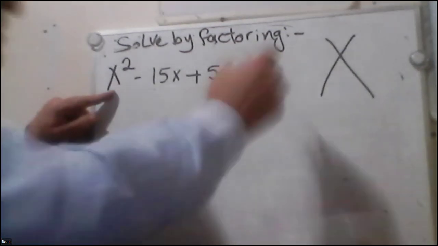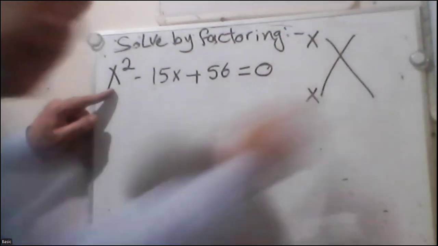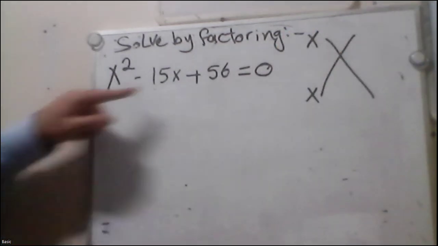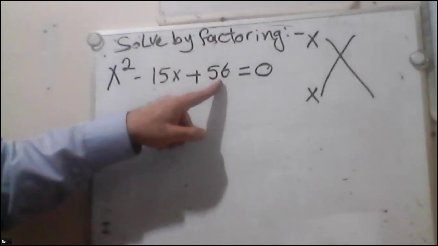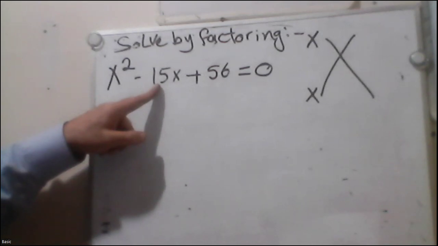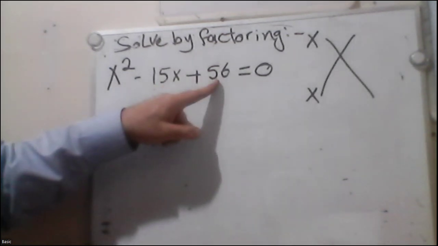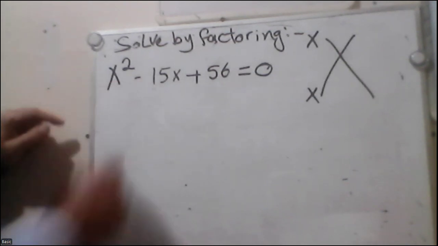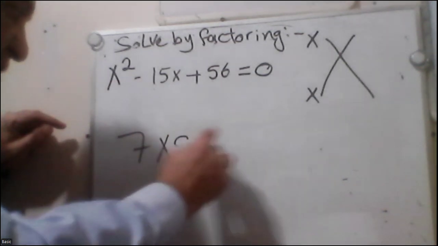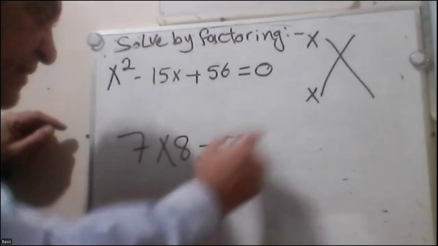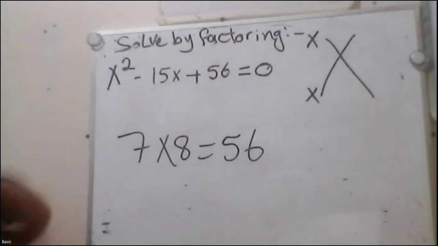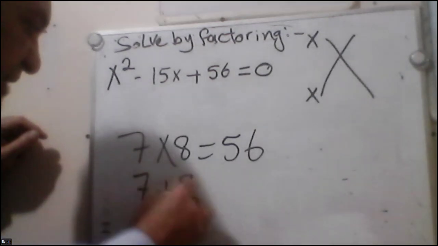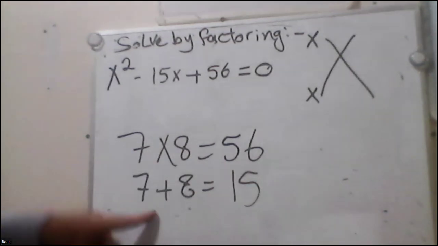We will put x squared as x multiplied by x. Then I need two numbers that, when I multiply them, give me 56, and when I add them together, give me 15. So 7 multiplied by 8 gives me 56. That's right. And when I add them, 7 plus 8, they give me 15. Then I'm right.